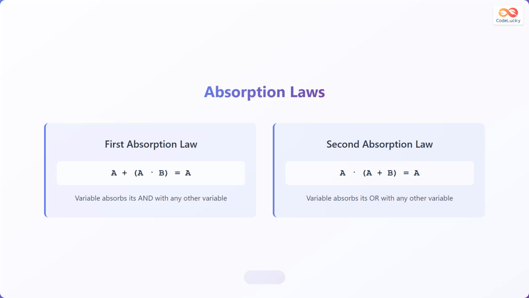Let us take a look at the absorption laws. The first absorption law states that a OR (a AND b) equals a. In simpler terms, a variable absorbs its AND with any other variable. The second absorption law states that a AND (a OR b) equals a. In simpler terms, a variable absorbs its OR with any other variable.